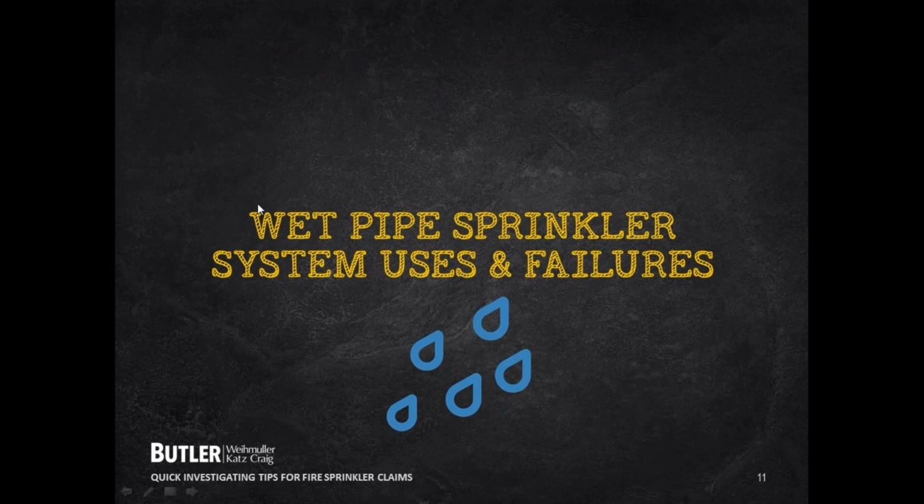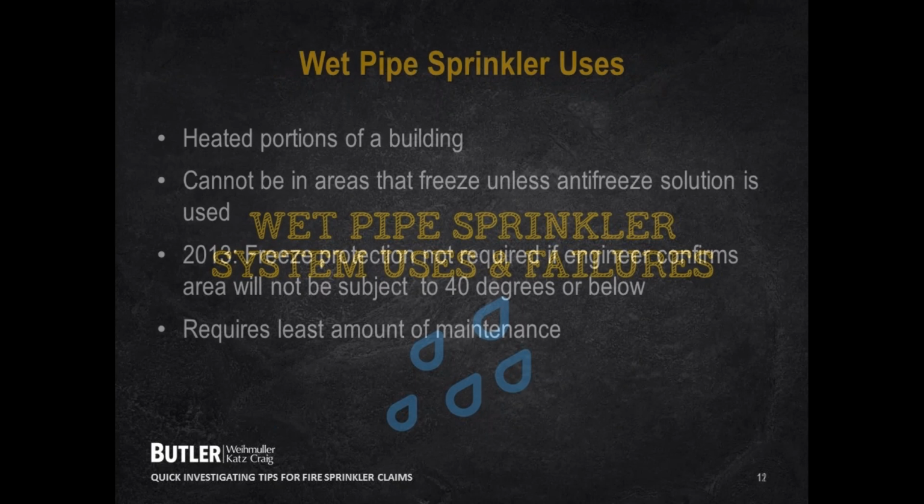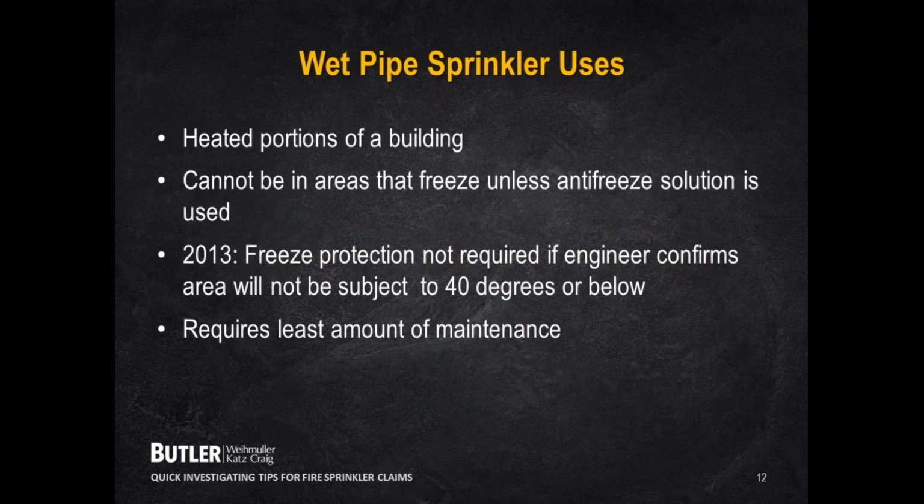And then we're going to talk about the wet pipe sprinkler system uses and the different types of failures that we see. The wet pipe sprinklers are used in heated portions of the building because they have to maintain temperatures of 40 degrees or above. So they can't be in areas that are subjected to freezing unless there is antifreeze solution used in the fire sprinkler pipes, or heat is provided.